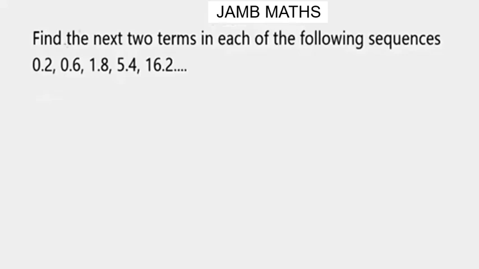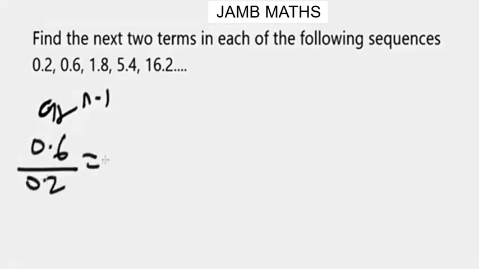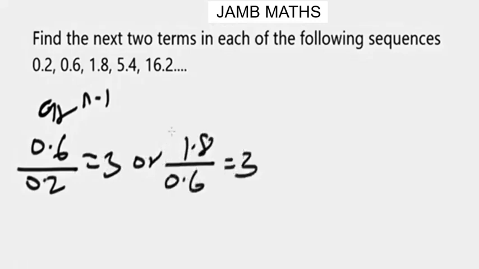Okay, for a geometric sequence, to find the nth term, this is the formula you use: a r to the power n minus 1, where r is our common ratio, a is our first term, and n is the number of terms. Since we have gotten our common ratio, we use 0.6 over 0.2, which gives us 3. Or if you do 1.8 over 0.6, you still get 3, which is our common ratio. Now that we know our common ratio, remember again that in this question, our a is our first term, which is this first term here.